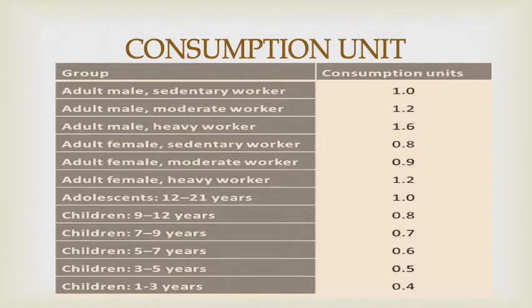Adolescent between the age of 12 to 21 years is 1 consumption unit. Children from 9 to 12 is 0.8. Children of 7 to 9 years is 0.7. Children of 5 to 7 years is 0.6. Children between 3 to 5 years is 0.5 and children between 1 to 3 years is 0.4.